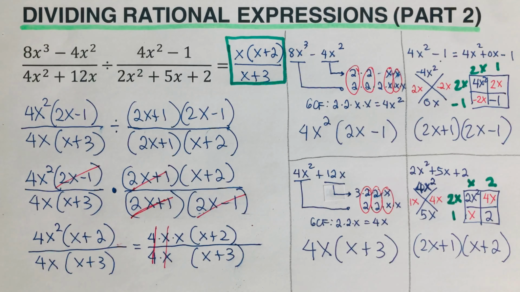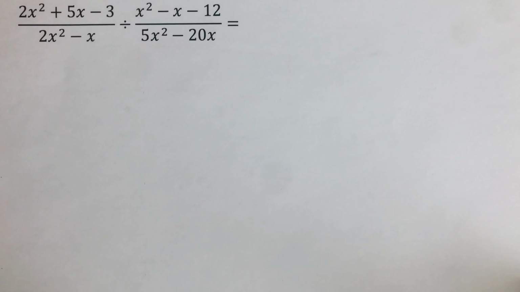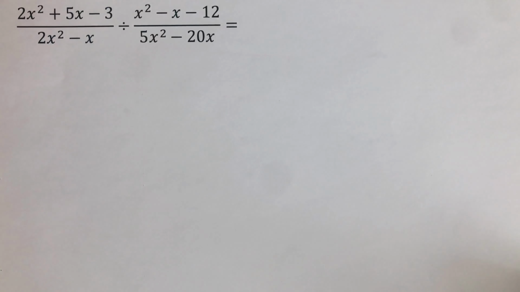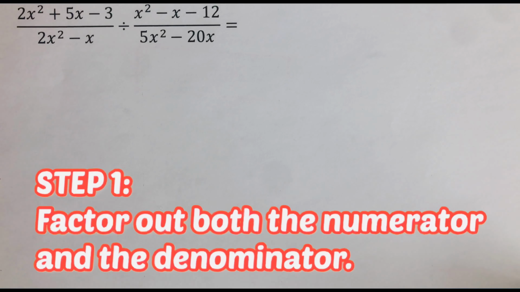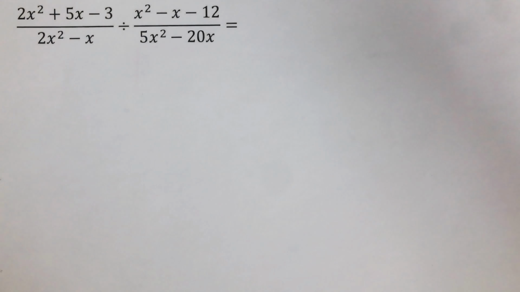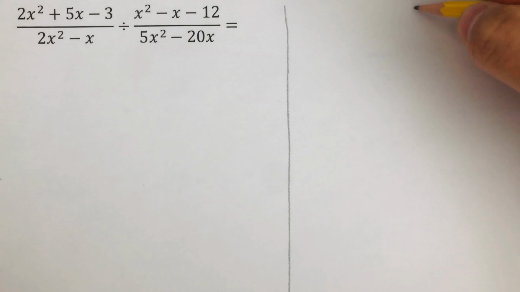At this time, I would encourage you to pause this video and try this problem out on your own. And when you're done, unpause it and check your answer. Okay, so we go over the problem here. We pretty much have the same steps. The first step is to factor out both the numerator and the denominator. So I am going to show the work on the side over here. I'm just going to divide this into 4 parts for all of the work that we're going to show.